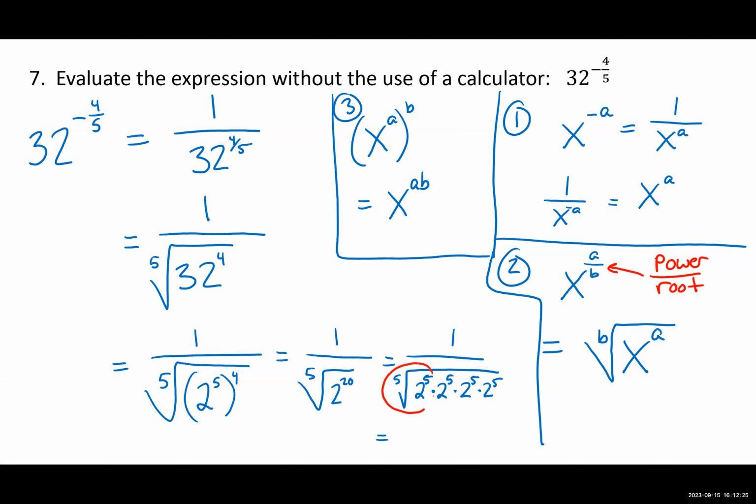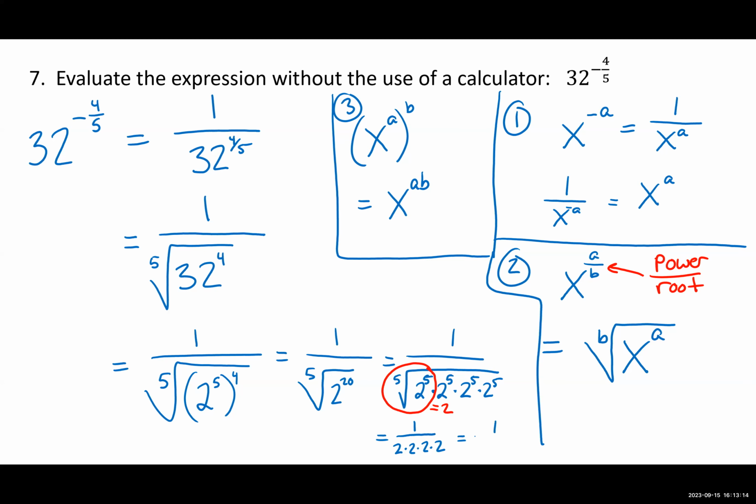So this, what I just circled in red, the fifth root of 2 to the fifth, right? The fifth root of 2 to the fifth is equal to 2, just 2 by itself. And that's happening 4 times. So we've still got that 1 on top. And on the bottom, we've got 2 times 2 times 2 times 2. Each one of those 2 to the fifths, when you take the fifth root, gives you a 2. 2 times 2 times 2 times 2 is 16. 2 times 2 is 4, times 2 is 8, times 2 is 16.